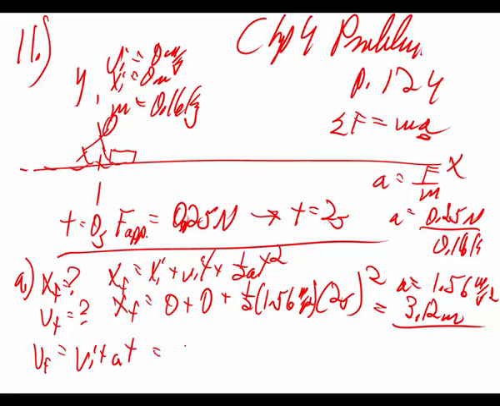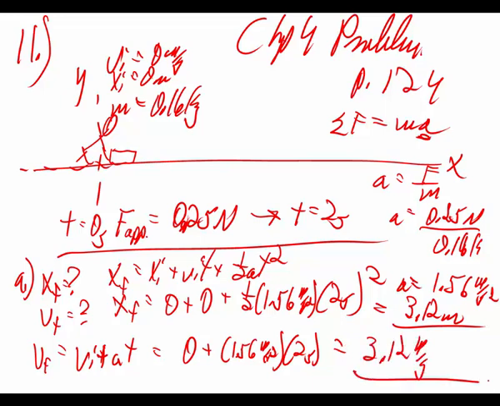All right, so that's equal to 0 plus, that's a plus, by the way, VI plus AT. Plus what? 1.56 meters per second squared times what? 2 seconds? And we get what? Well, what do you know? 3.12 meters per second. Right? All right, any questions on that?